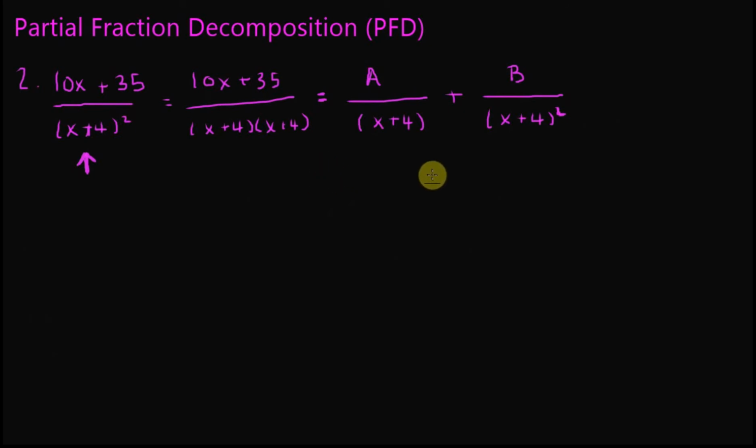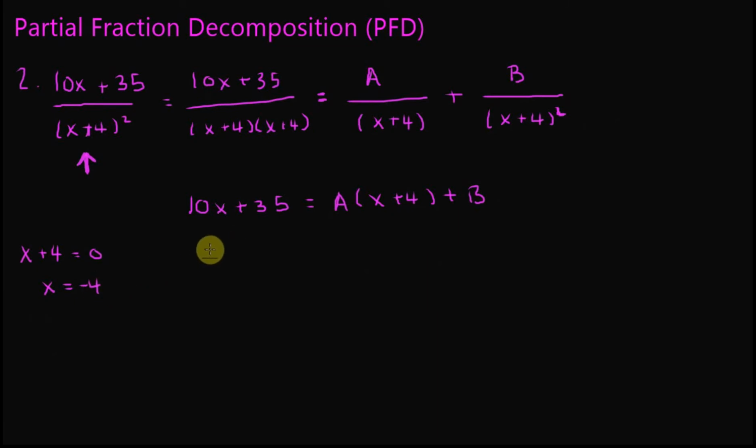Let's go ahead and try and solve for a and b here. So if we use the same trick to simplify this expression as we did last time, we would get 10x plus 35 is equal to a times x plus 4 plus b. Notice here that b doesn't really have a root that we can solve for, but we can go ahead and solve for the root of a. Just like we did last time, x plus 4 equal to 0 gives us the root x is equal to negative 4.